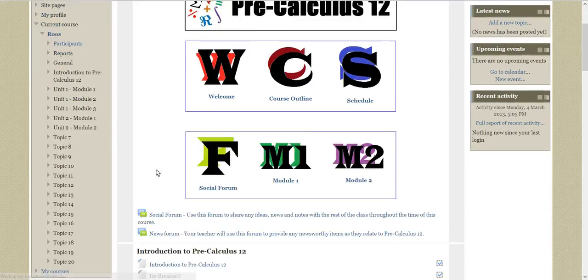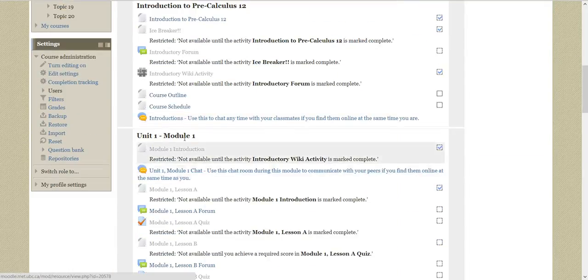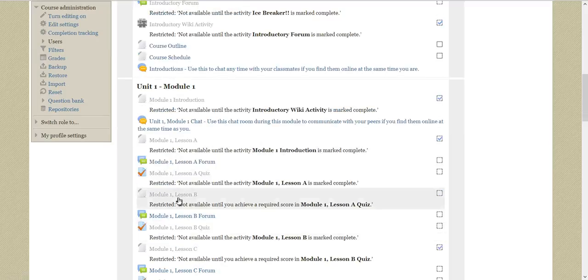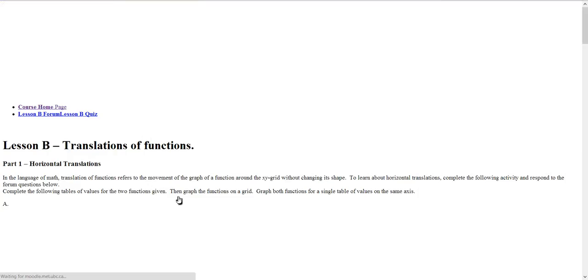Okay, so going back to the course homepage here, notice in Module 1, they've got the introduction, they've got Lesson A, they've got a chat feature, they can chat anytime. Module 1 Lesson Forum, that's the one we accessed, and the Lesson 1A quiz. Once they're done that, they move on to Lesson B.